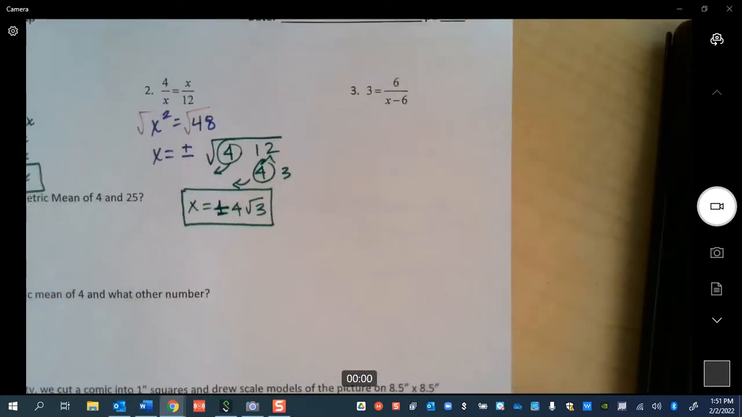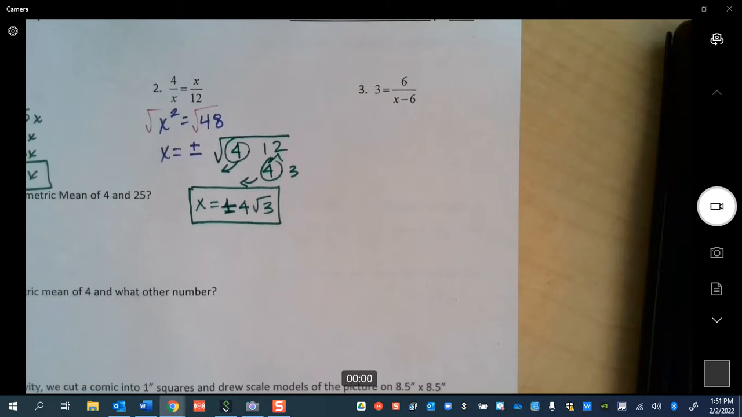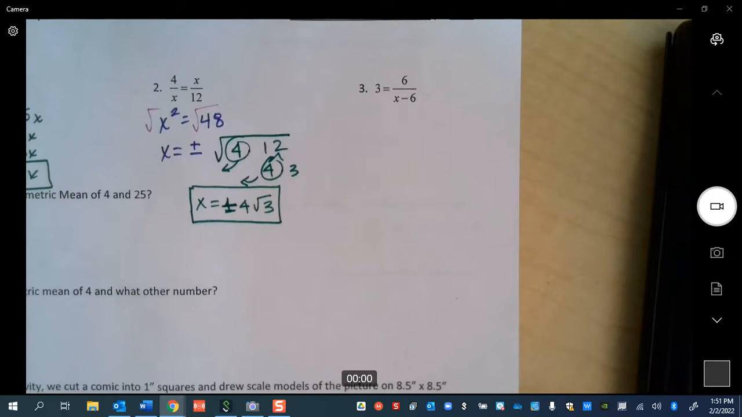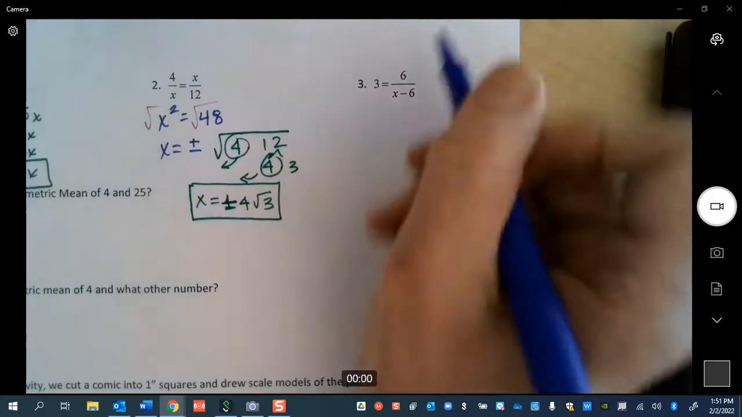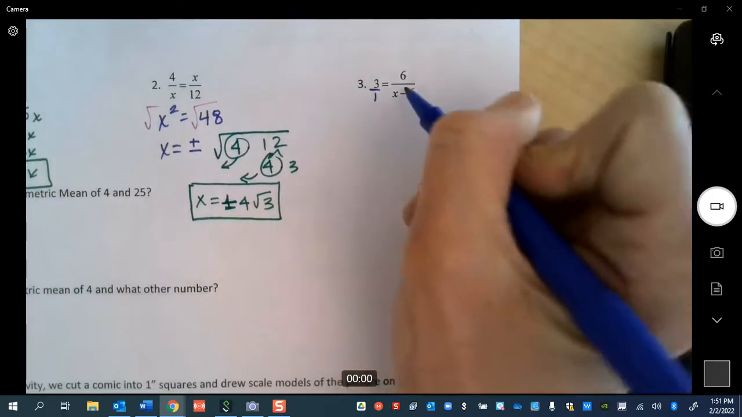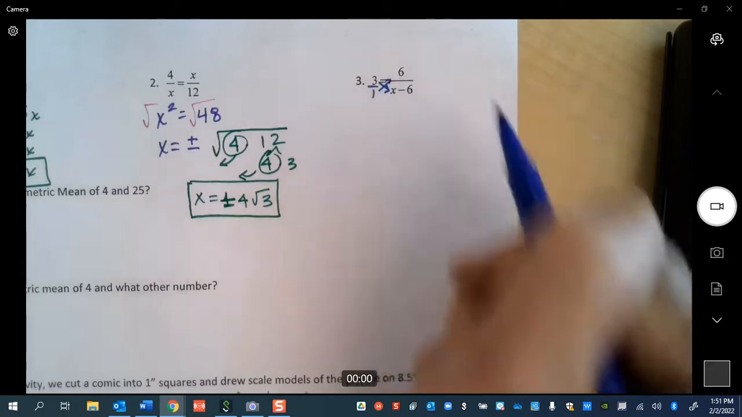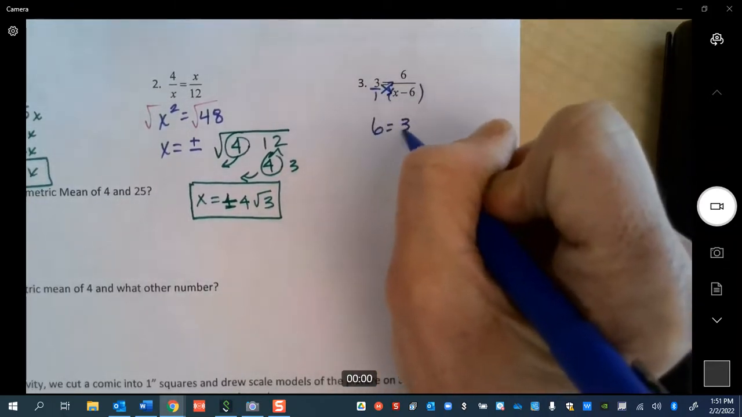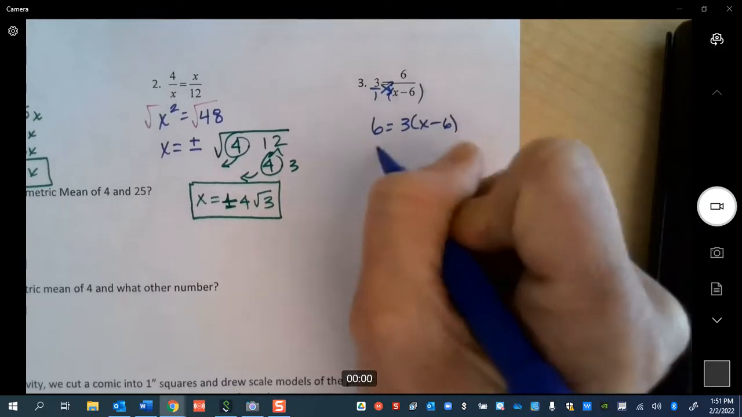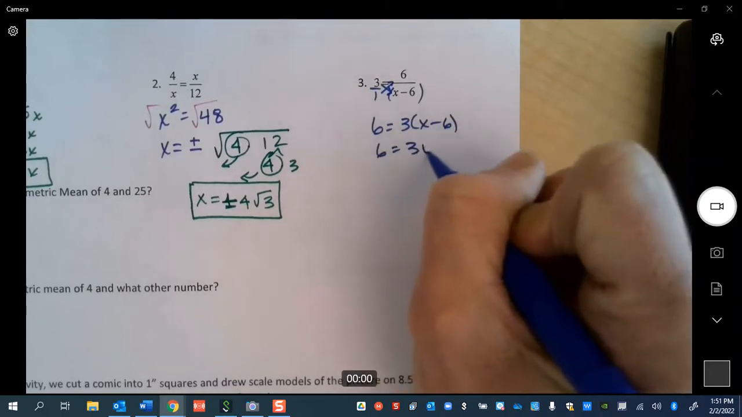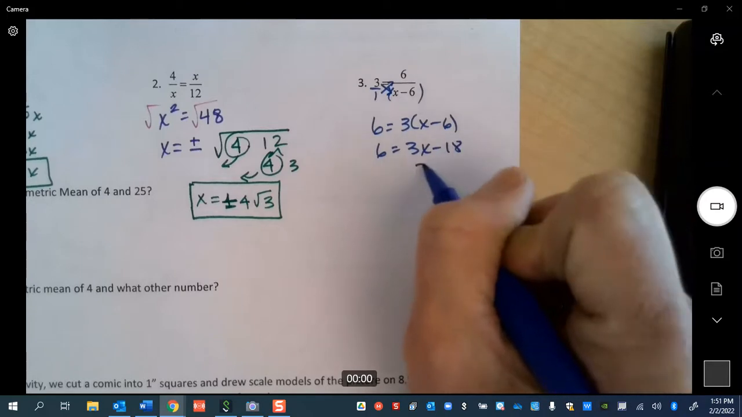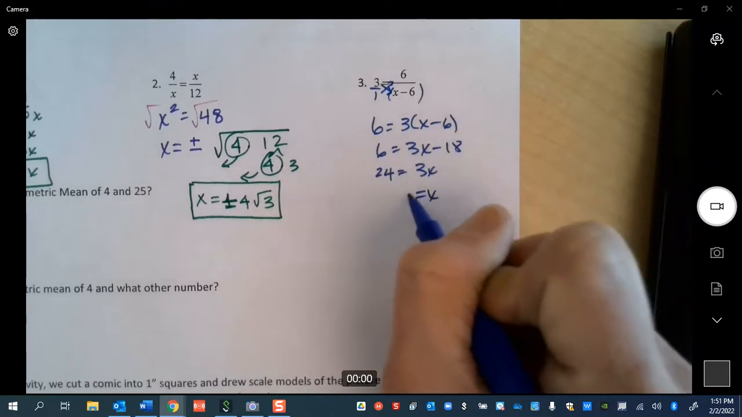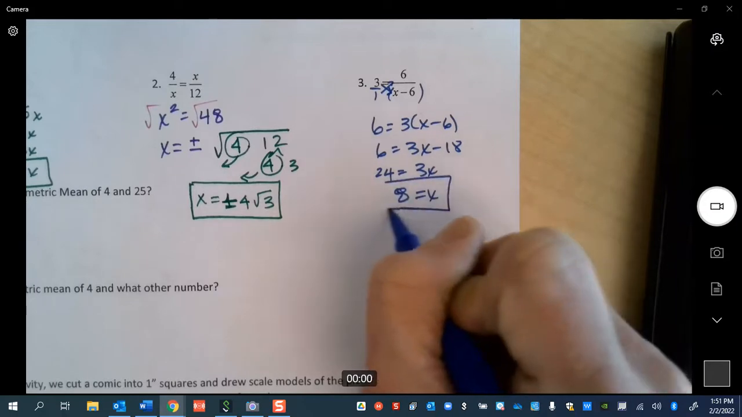All right, next up, what I want you to get on this one is sometimes the whole numbers mess up kids. So what we want you to remember is you can put anything over 1 and still do your cross products. 6 times 1 is 6. Bubble wrap this. 3 times x minus 6. 6 is equal to 3x minus 18. 3x is equal to 24. X is then equal to 8.